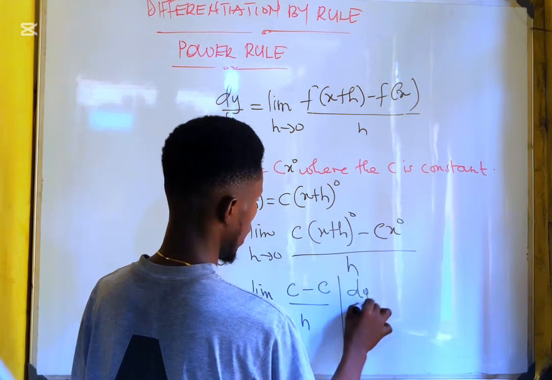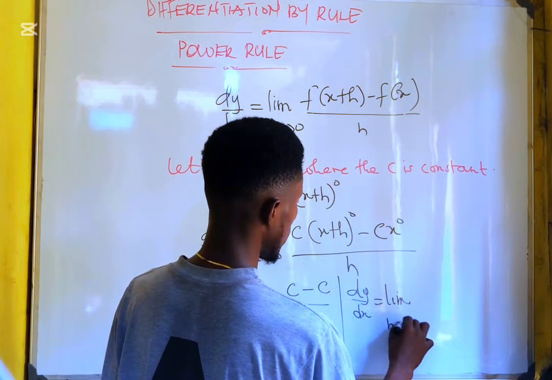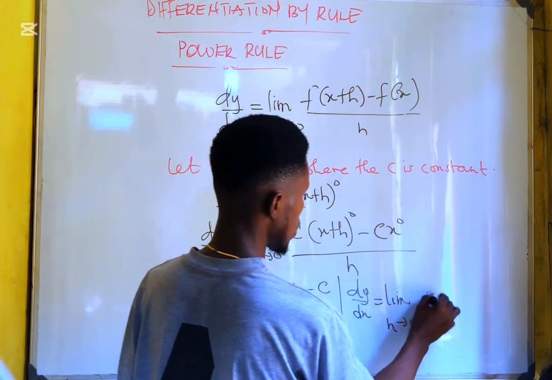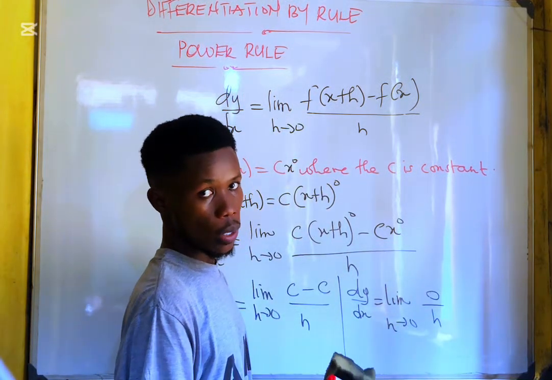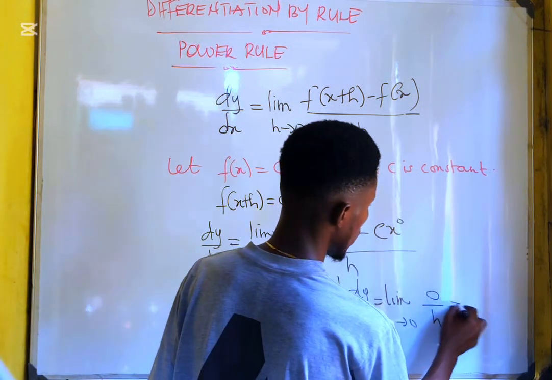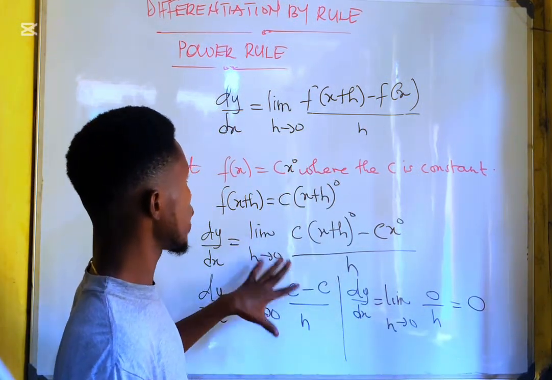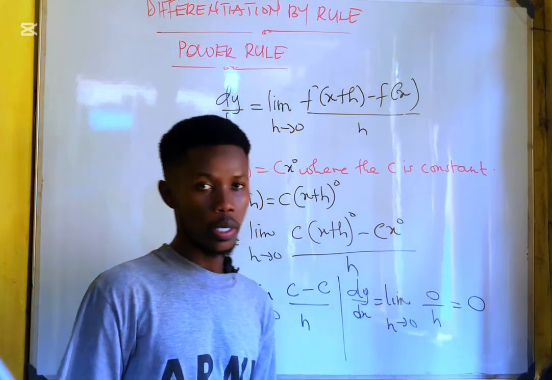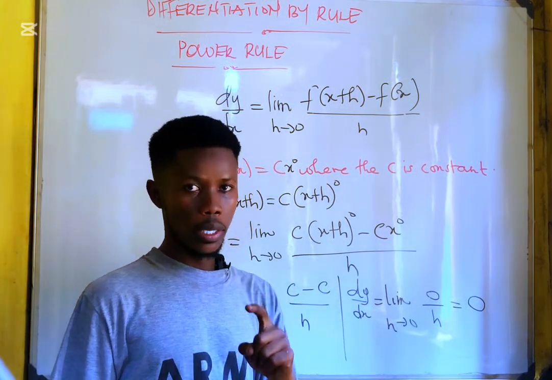So my dy/dx will be equal to the limit as h approaches 0 of 0 over h. And 0 over any non-zero number is 0. So here the answer will be what? 0. So that is why anytime you differentiate a constant, you get 0. Is that okay?